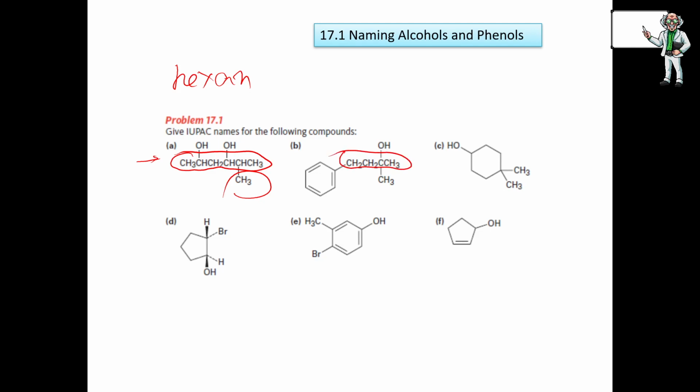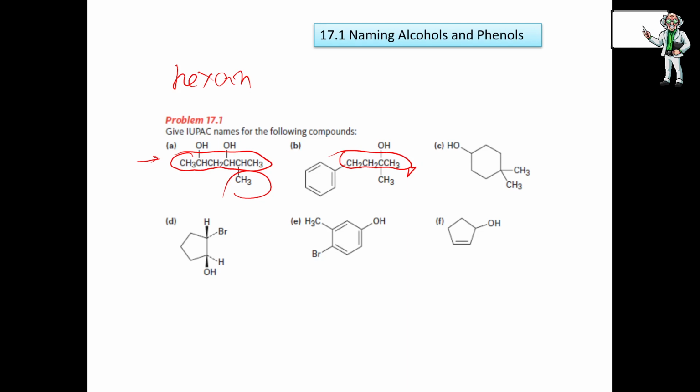Okay, next one, B. If we check the main chain, it will be, for example, this. Okay, we have a four carbon chain. Okay, that means that it will be butane. Where is the alcohol? The alcohol is in position 2, because I have to start from here in order to give the lowest number possible. Okay, and then it will be butan-2-ol or 2-butanol.